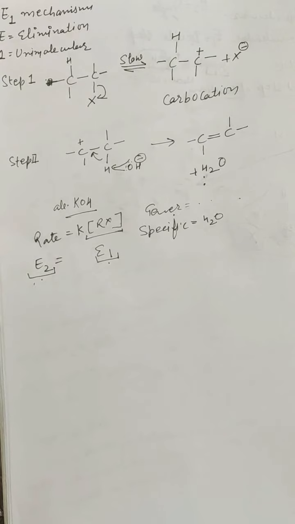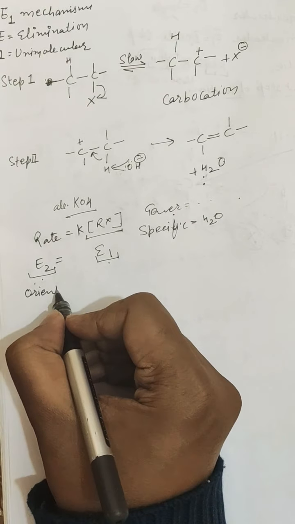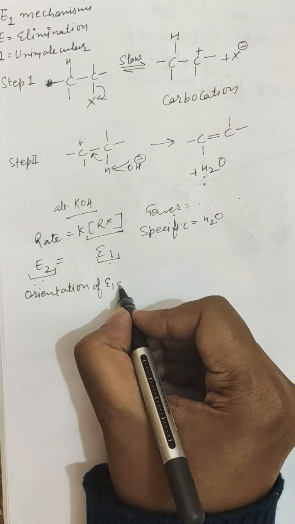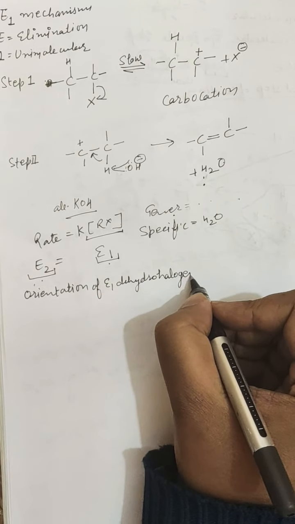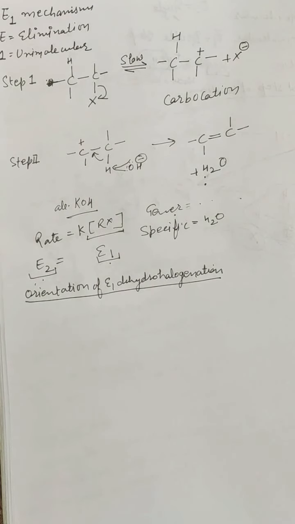Next is the orientation of E1 dehydrohalogenation. The meaning of the word orientation here is that if there is a probability of formation of two or more products, then which among them will be the major product, or which product will have the higher concentration as compared to other products.